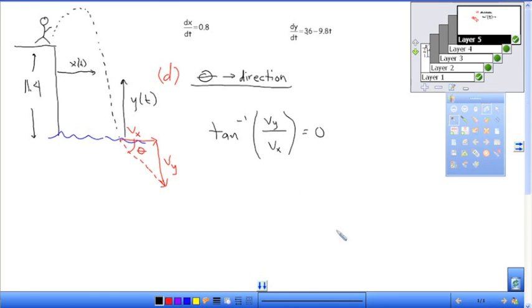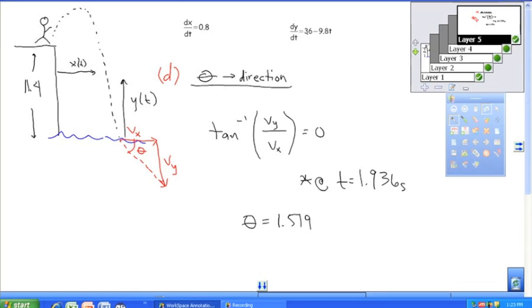We want to make sure that our inverse tangent angle comes out to a positive value. Okay. By the way, the numerical values for the velocity in the y direction and the x direction will be at that instant when he enters the water, which means at time equals 1.936. Calculations on this would be that theta equals 1.519 radians. You could move that into degrees if you'd like, although radians is more appropriate.